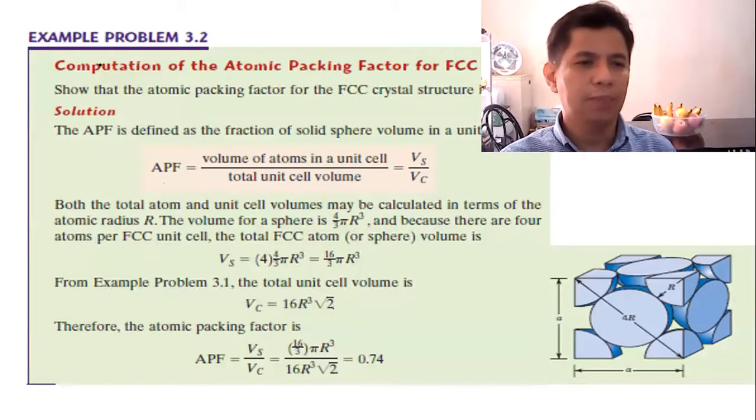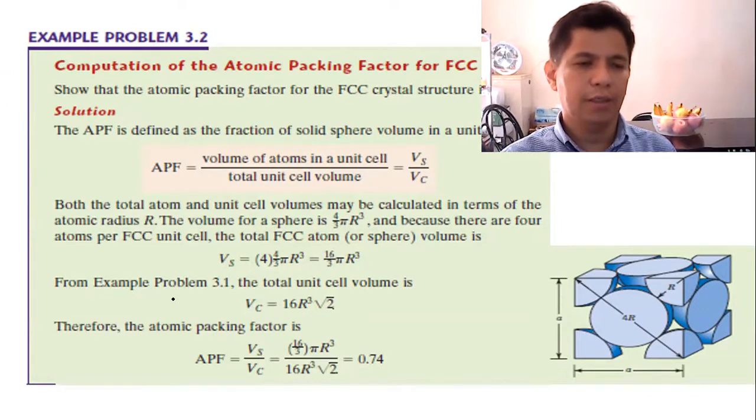This is example problem 3.2. Show that the atomic packing factor for FCC crystal structure is 0.74. So we're just going to use the definition of atomic packing factor. This is volume of atoms in a unit cell, VS, over total unit cell volume, VC. I have already shown you that we have 4 atoms in a unit cell in an FCC. And then the volume of a sphere is 4/3 pi r cubed. So just multiply this by 4 and you will have 16 over 3 times pi r cubed.